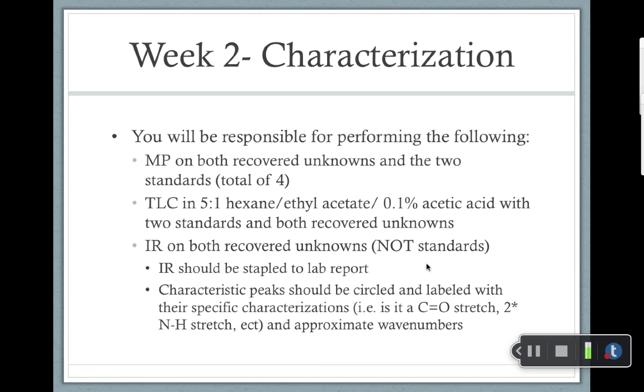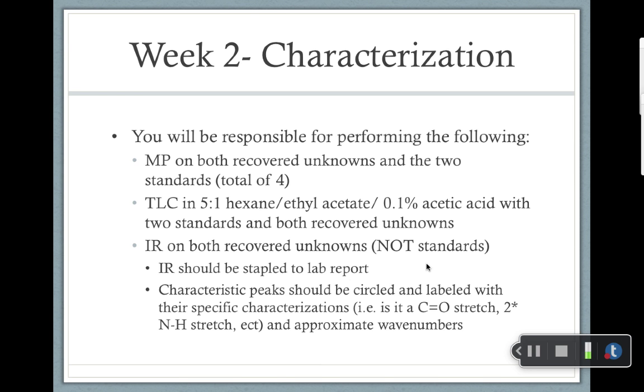So for week 2, you should already have gotten the recrystallization done. The reason we have you get to that point is because one of your recrystallization steps is water, and you're rinsing with cold water, and water sticks to things, so this will allow your stuff to dry over a week's time period. But when you do come back, you'll be expected to run melting point on both of the recovered unknowns and the 2 standards. So that's a total of 4 different melting points that you need to collect.